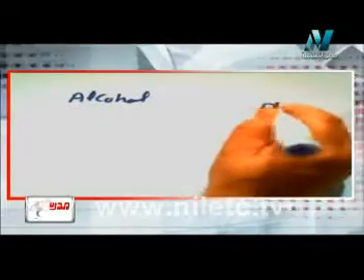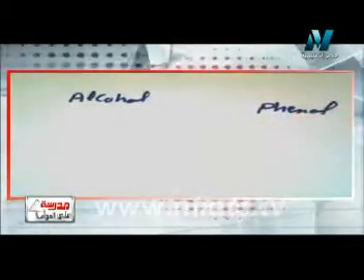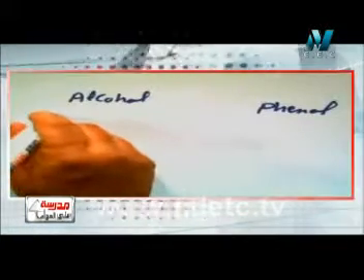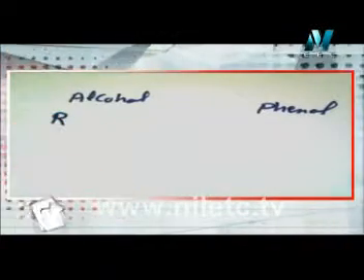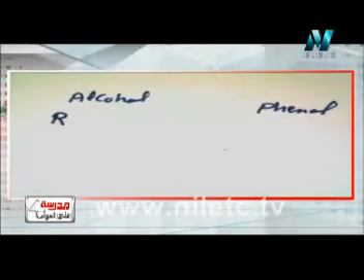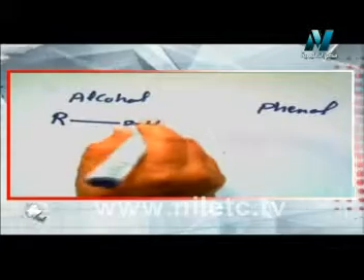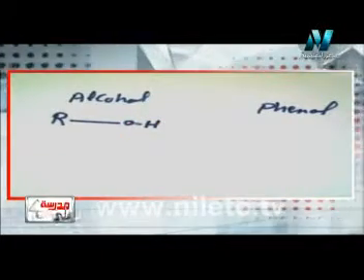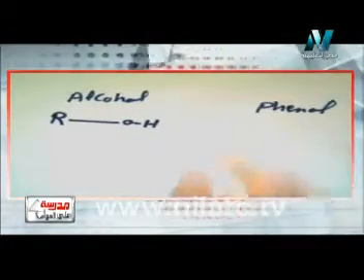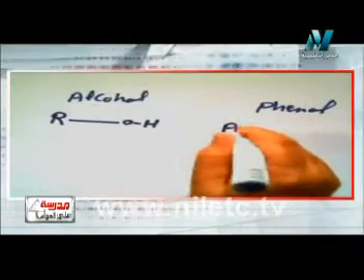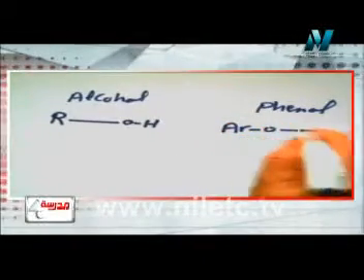Let's make a comparison between phenol and alcohol. Here, alcohol and phenol. We know that the general formula of alcohol is ROH. Let's write the symbol of alcohol like this. While phenol is Ar, aryl group, OH.